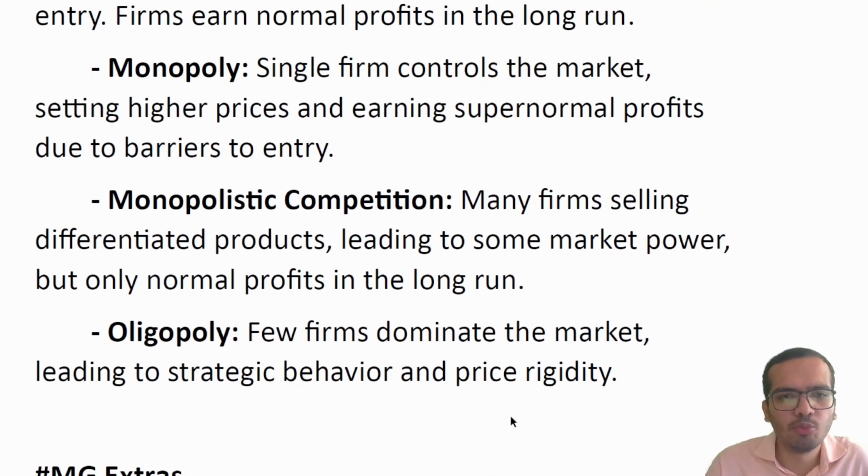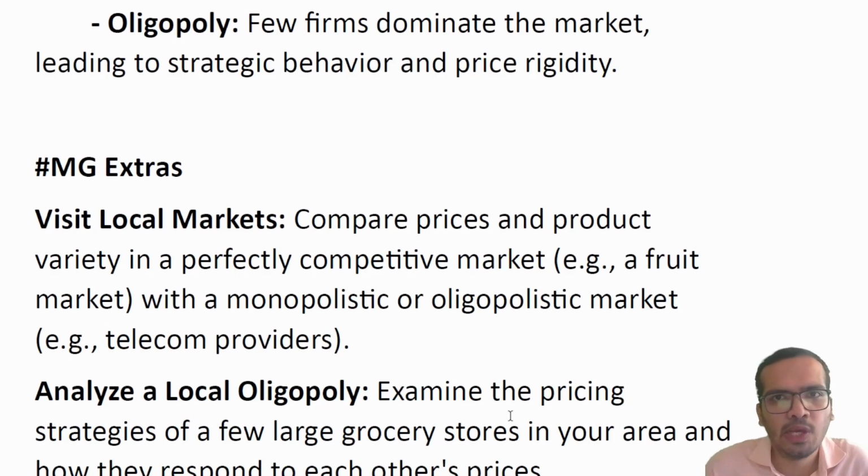And we saw one more type, that's oligopoly, where few firms dominate the market, leading to strategic behavior and price rigidity. Then as usual we have MG extras, where we try to analyze the topics discussed today in a more quick and practical manner. So we have two MG extras for today.